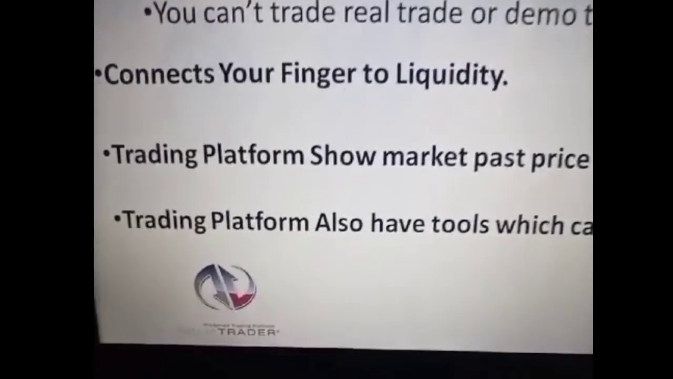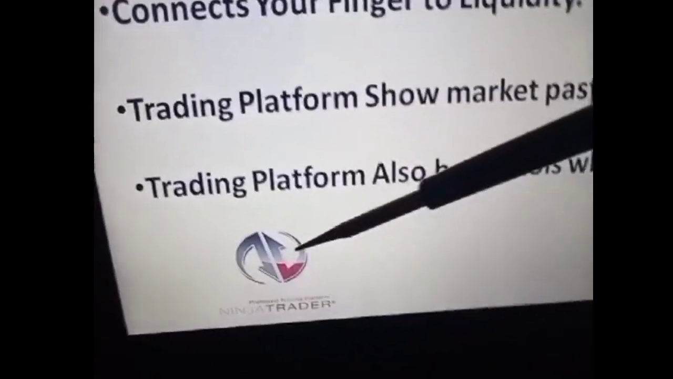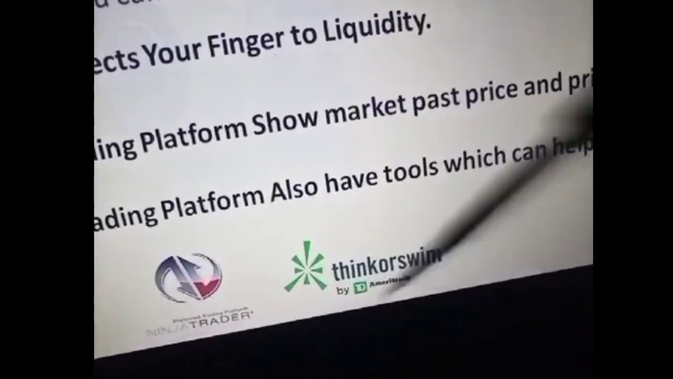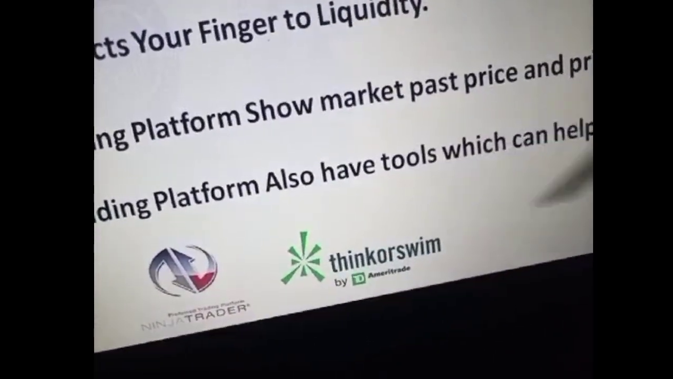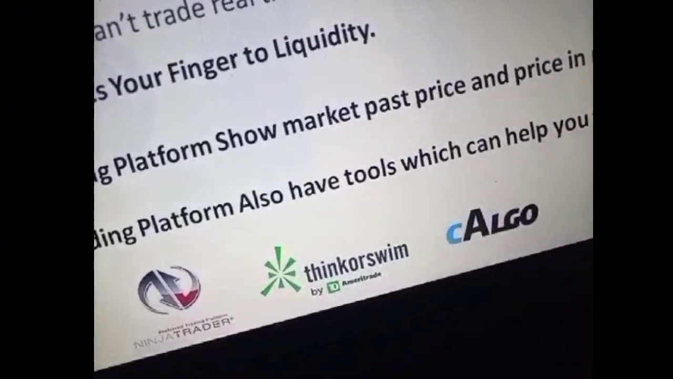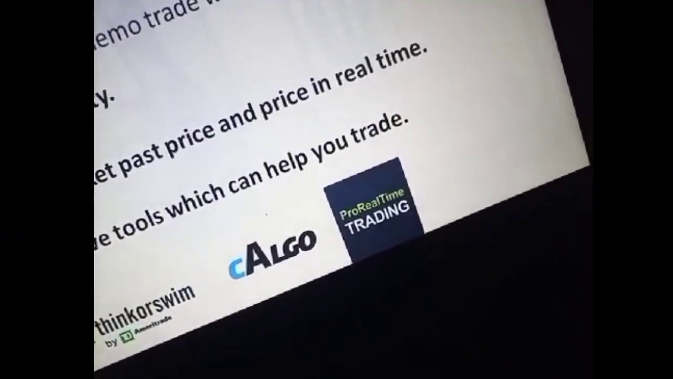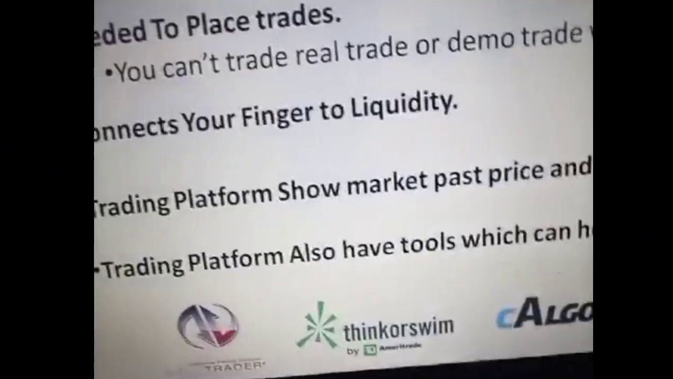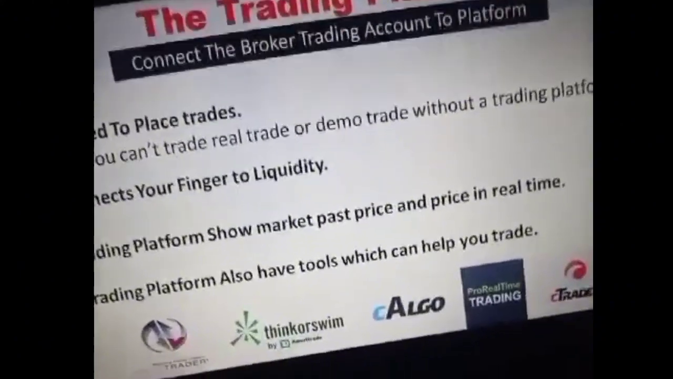Some of the trading platforms include Ninja Trader. Okay, we also have another one called Think or Swim. Okay, we have another trading platform called Ciago. We have another one called Pro Real Time Trading. We have the C Trader. Okay, but we're not going to be trading with these ones for now.